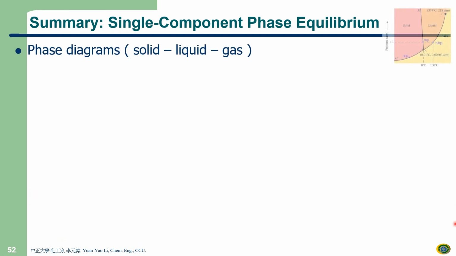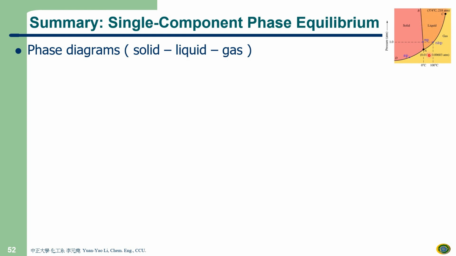Basically, first of all, we learned phase diagrams for a single component. So this is a phase diagram, right? We have temperature on the x-axis and pressure on the y-axis. So you will have solid, liquid, and gas phases. Of course, you will have a supercritical condition, above the supercritical temperature and the supercritical pressure. So these are the phase diagrams you need to know related to solid, liquid, and gas.